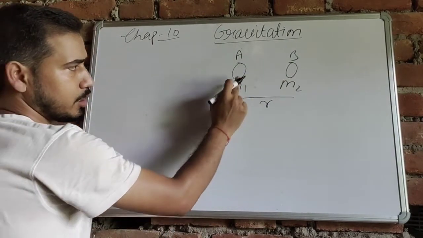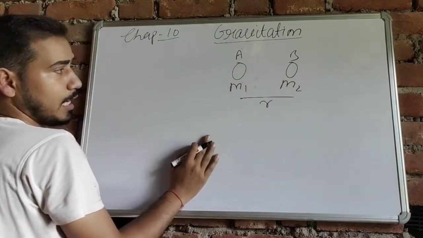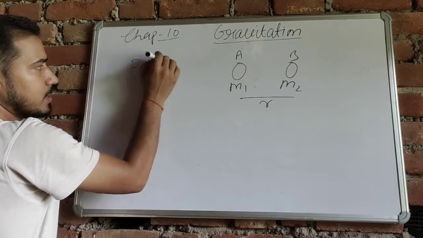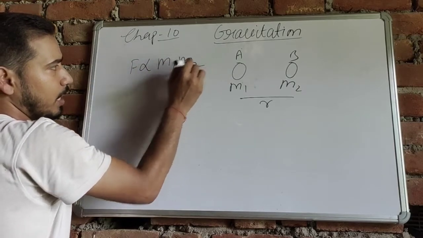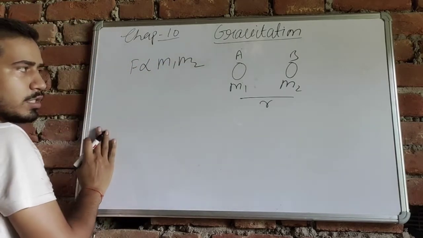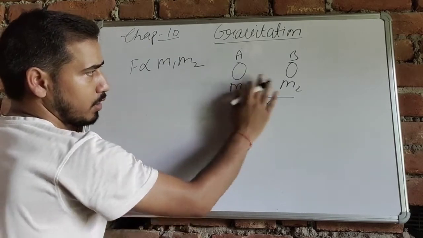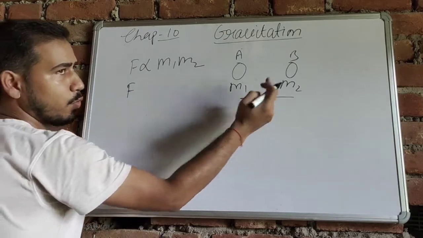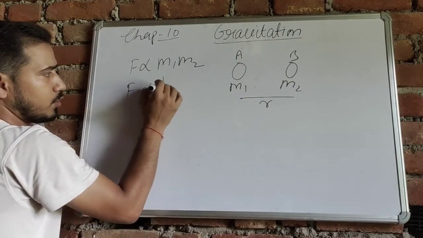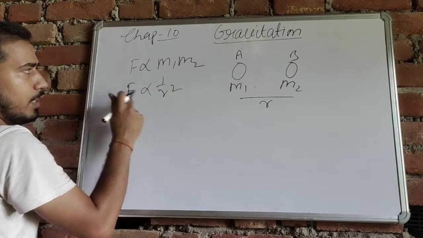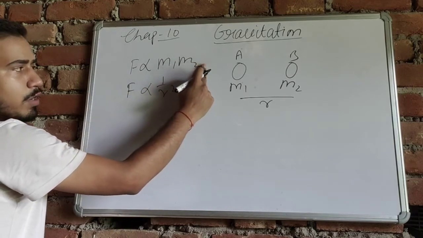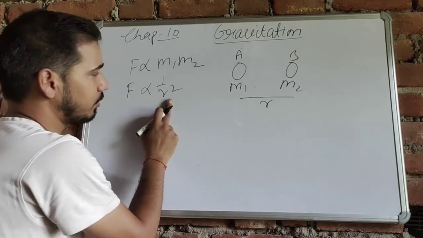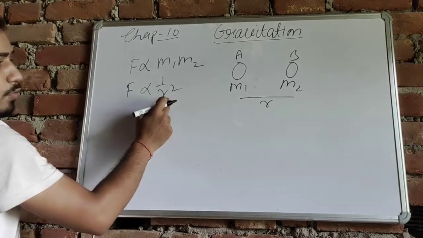then the gravitational force of attraction experienced by these two bodies A and B is directly proportional to the product of their masses, means F is directly proportional to m1 into m2, and inversely proportional to the square of the distance of separation r. So we have F directly proportional to the product of masses m1 into m2, and inversely proportional to the square of distance of separation, F directly proportional to 1 upon r square.